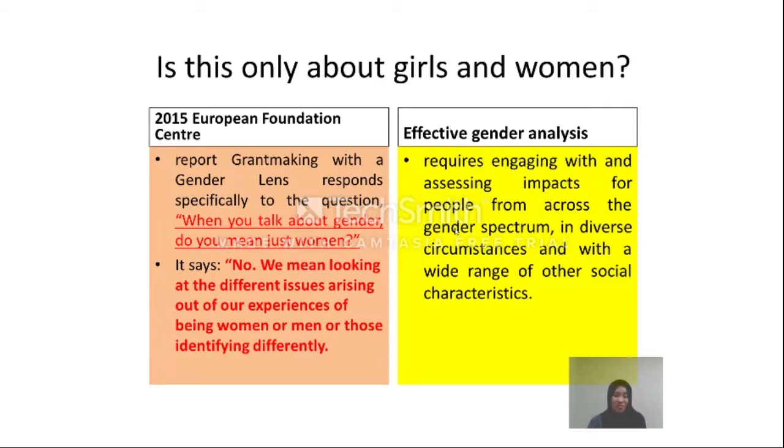It says, no. We mean looking at the different issues arising out of our experiences of being women or men or those identifying differently. So effective gender analysis requires engaging with and assessing impacts for people from across the gender spectrum. Meaning to say, whether you are LGBTIQ or whatever other gender orientation you are affiliated with, in diverse circumstances and with a wide range of other social characteristics.